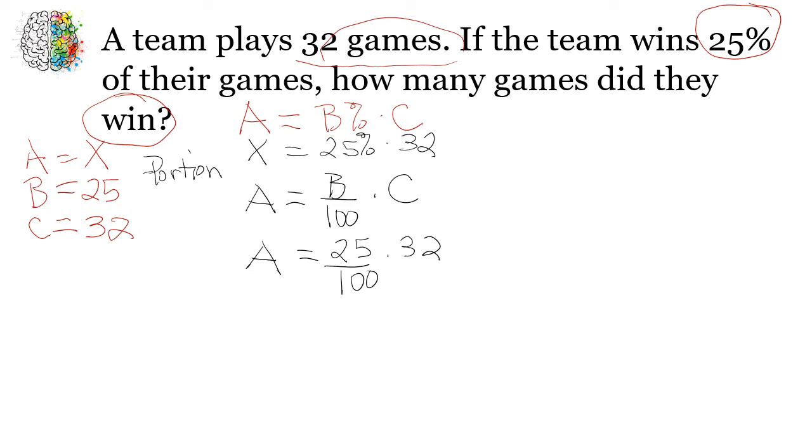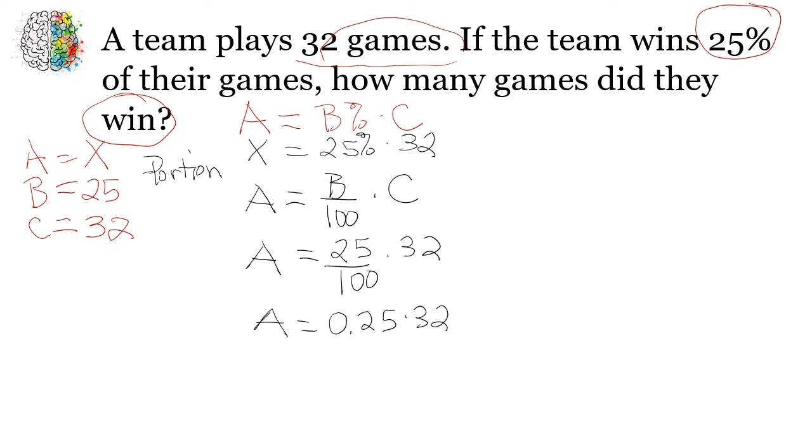So once again, I'm solving for a portion. I like to convert my B to a decimal. So we know that 25% equals 25 over 100. And if I convert it to a decimal, I'm going to move that decimal 2 places to the left to give me 0.25 times 32.